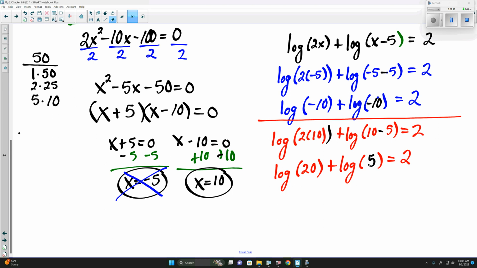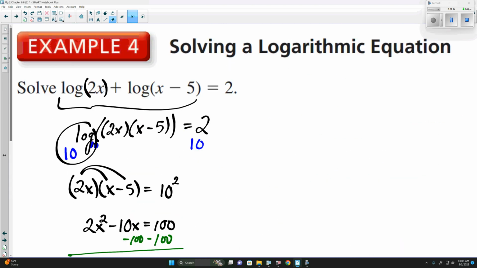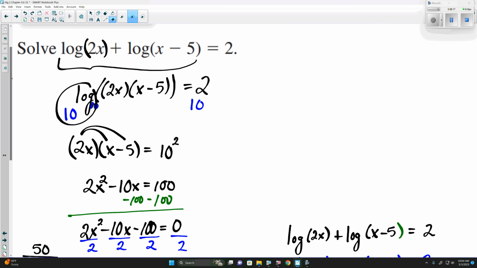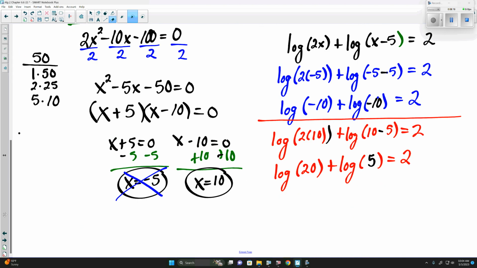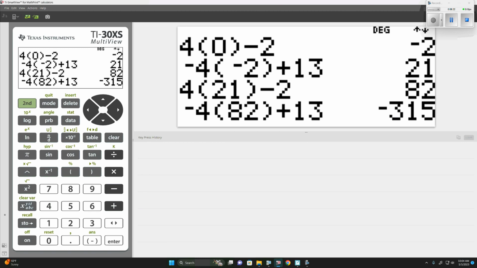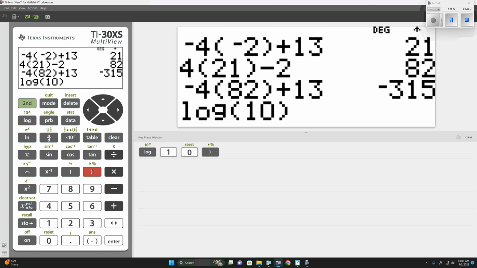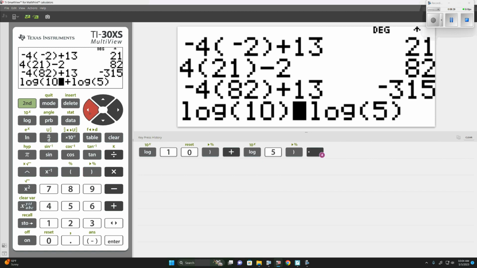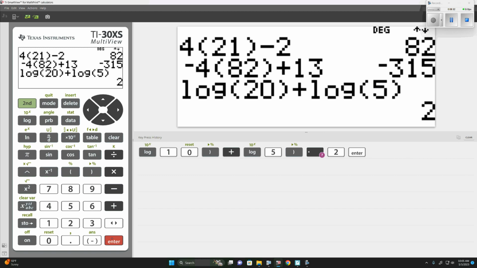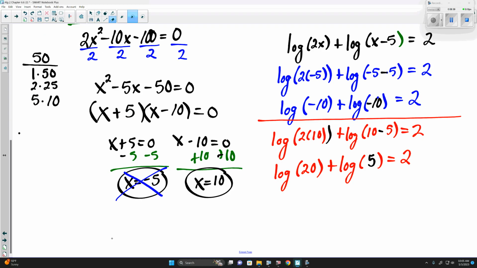Make sure everything else looks fine. 2 times x minus 5. And we can plug this into the calculator at this point. Log of 10 plus log of 5, not log of 20. And we do indeed get 2. So the solution that does work for this is x is equal to 10.